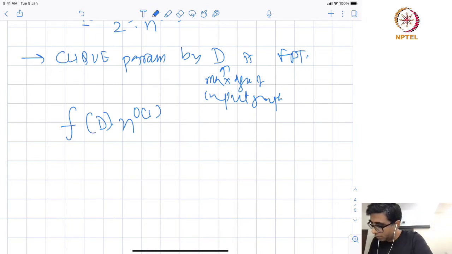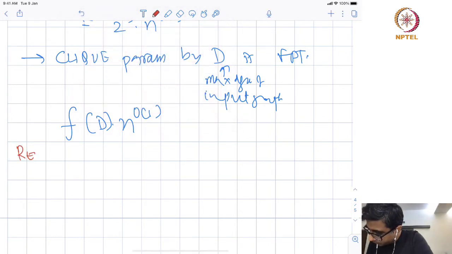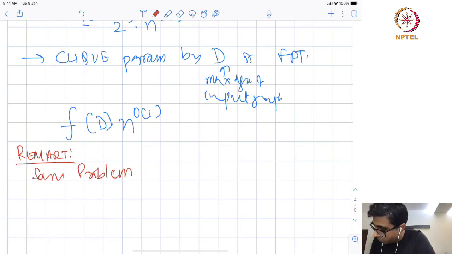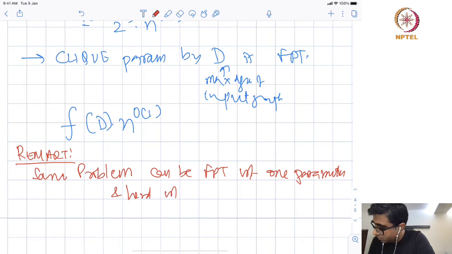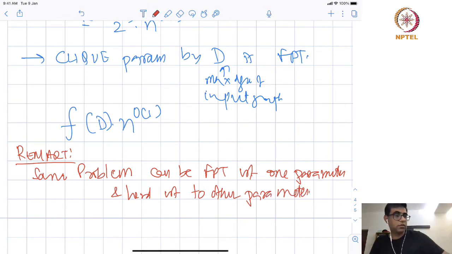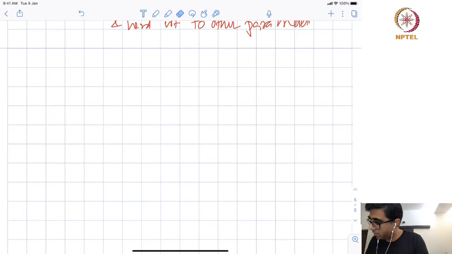Okay? So, remark: the same problem can be FPT with respect to one parameter and hard with respect to another parameter. Okay. I think now it's time for me to give you some formal definitions that we will use in the course, just to make sure that we are on the same page.